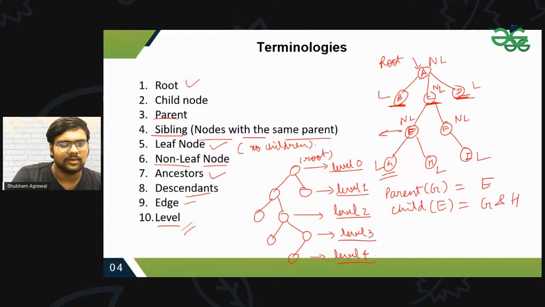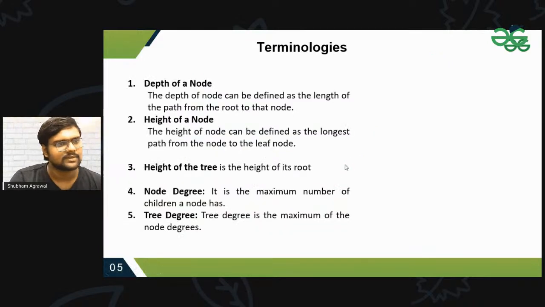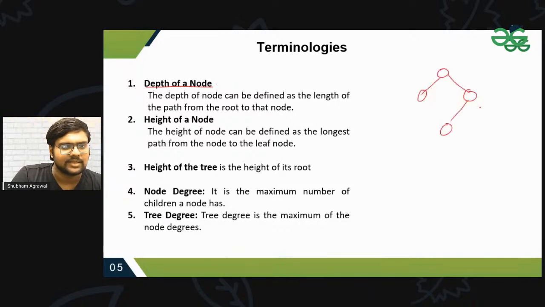Now let's see some more terminology related to trees. First one is depth of a node. If I have a tree something like this, and I want to find the depth of this node, the depth of a node is defined as the length of the path from the root to the node. So root to node. So root is this.